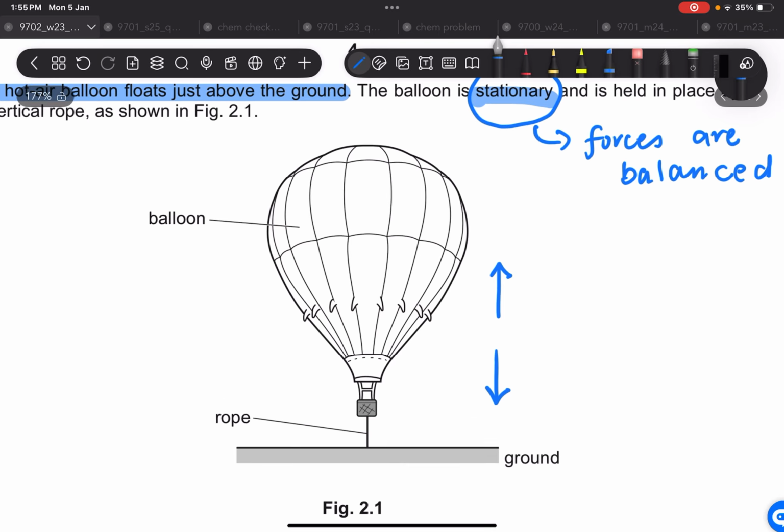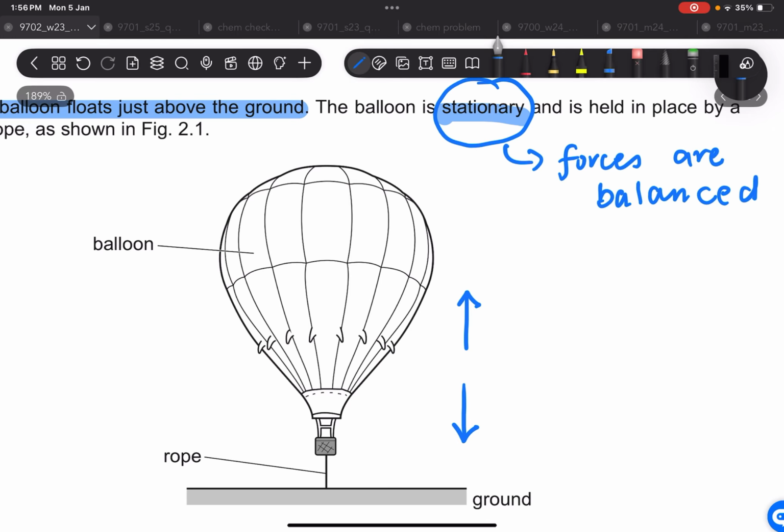So now, since I know the forces are balanced, I don't know what the question's asking about, so the dynamics should be very clear in my mind. I know there's a rope that's trying to pull it downwards. So there's going to be a downward force by the rope. And since it's a balloon, it's going to have a weight, and weight is always downward. So there's going to be a downward force of the weight. This one's the weight and this one's the force applied by the rope. Now I'm done with the two forces.